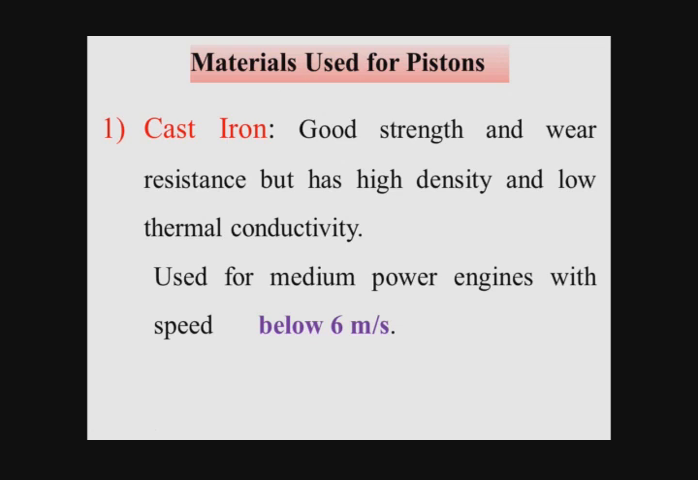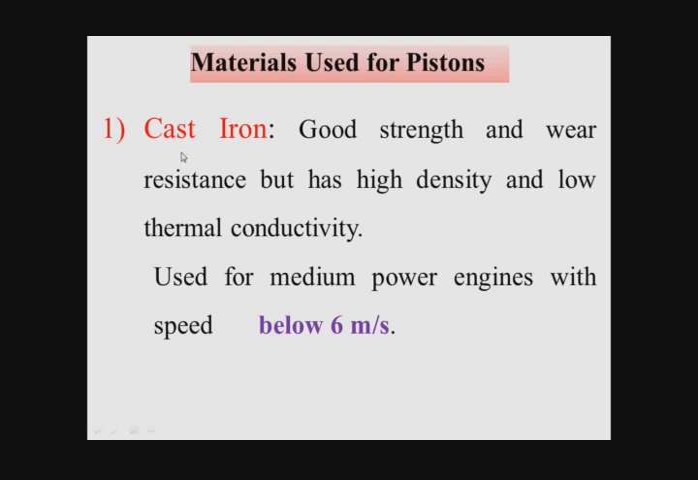If you want to use any material as a piston material, there are some required properties the material should have. It should have good strength, wear resistance, low density, and high thermal conductivity. Afterwards, it should withstand high operating temperatures. There are many other required properties as well.